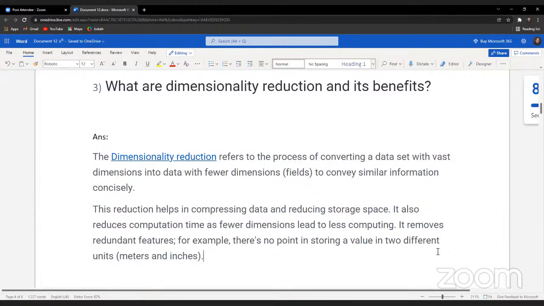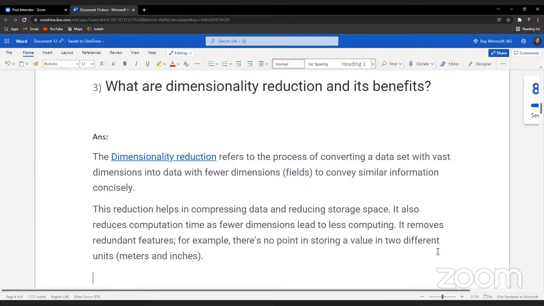This reduction helps in compressing data and reducing storage space. So by using dimension reduction, if there is a vast amount of data, it compresses the data, and by compressing the data there is more space available, which can be reused for any other purpose. It also reduces computation time, as fewer dimensions lead to less computing, and it also removes redundant features. For example, there is no point in storing a value in two different units, for example meters and inches. Take this as an example.